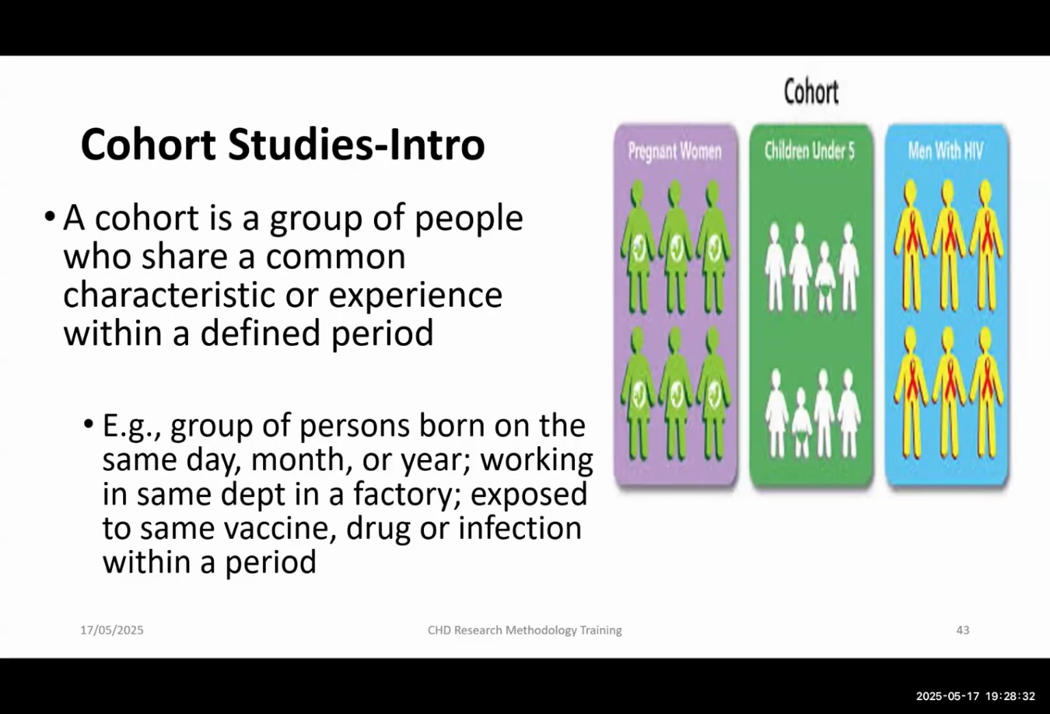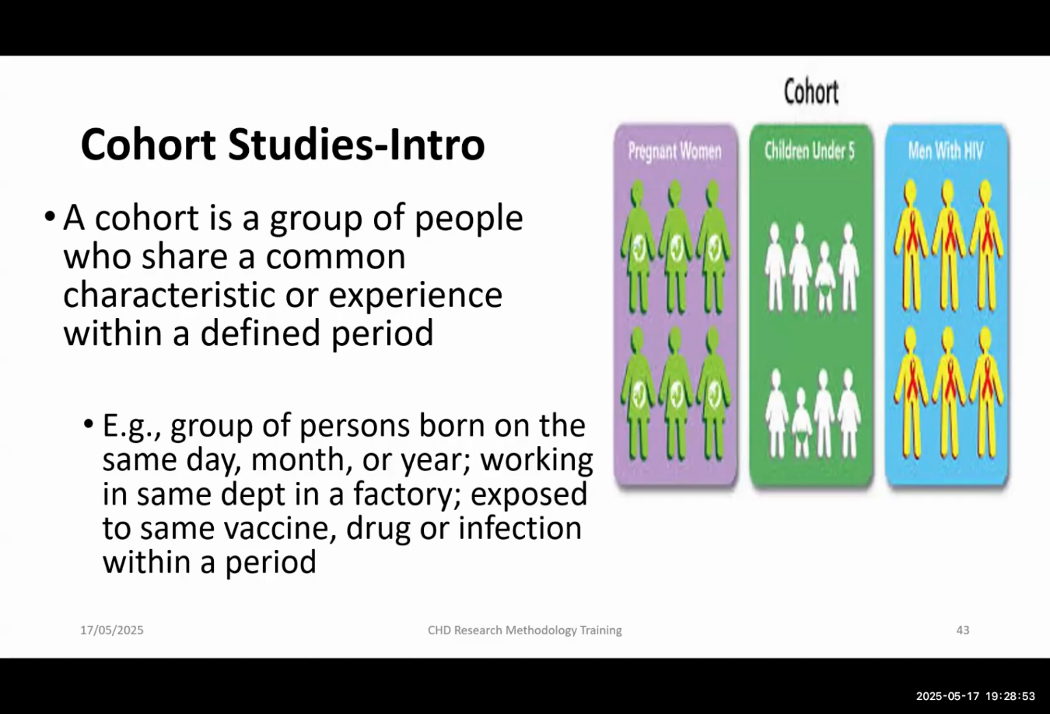They must have a common characteristic or interest, like children who are under 5 years, or men who have HIV, or women, or widows, or any group of people who have something in common. They are known as what? A cohort.